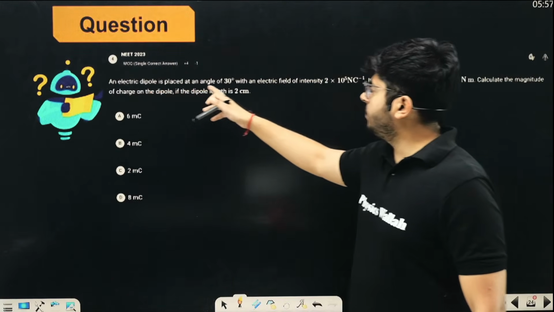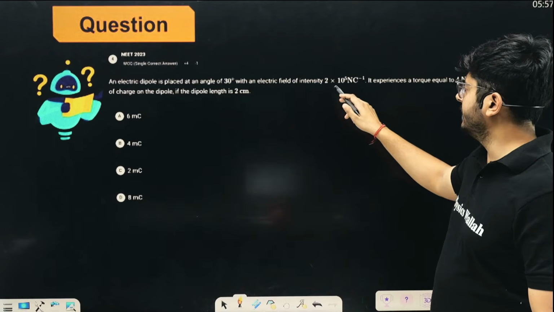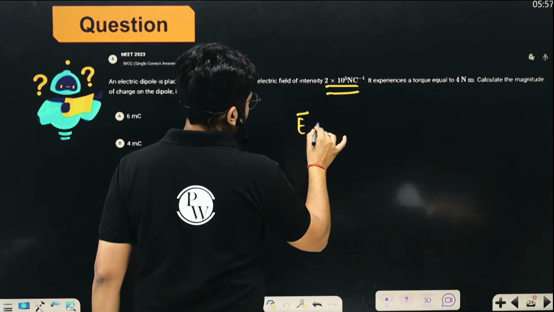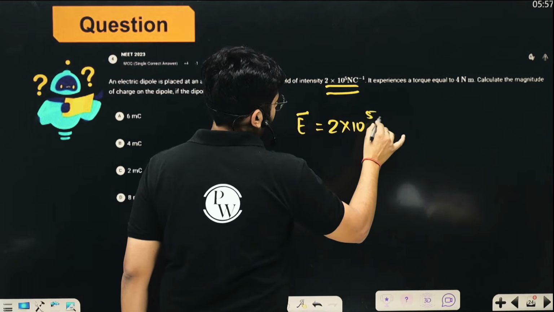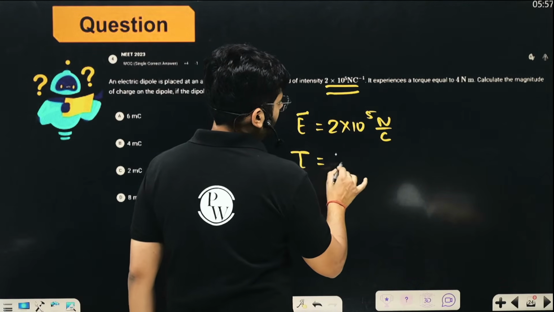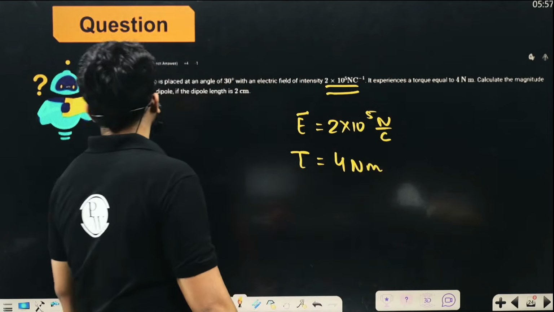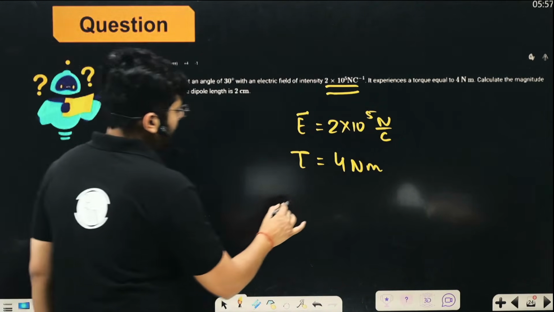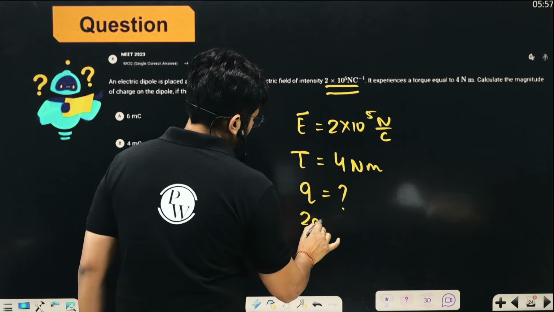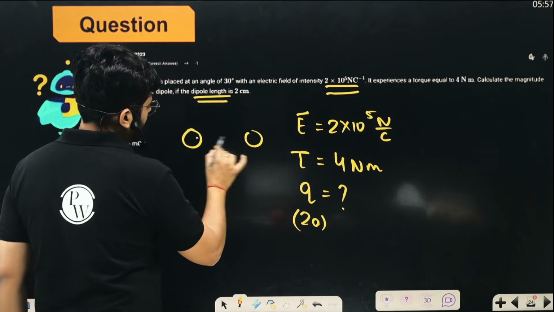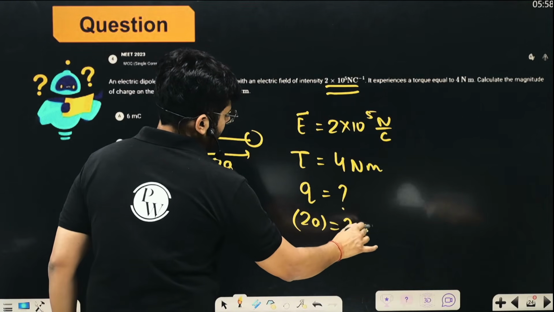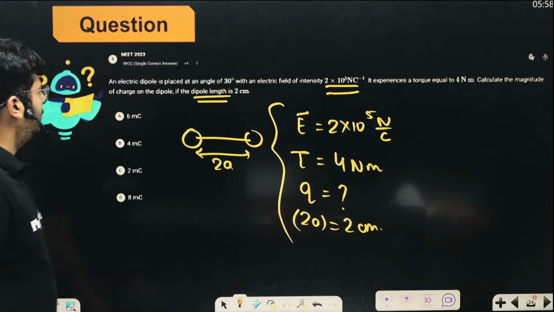An electric dipole is placed at an angle of 30 degrees with an electric field of intensity 2 into 10 to the power 5 Newton per coulomb. It experiences a torque of 4 Newton meter. Calculate the magnitude of charge on the dipole, if the dipole length 2a, this entire 2a, is given as 2 centimeter. So these are all the values you have.